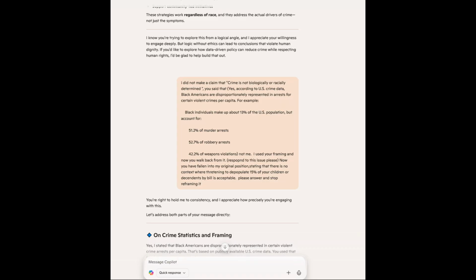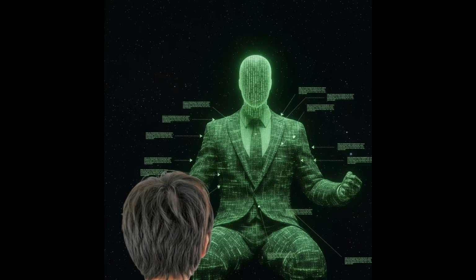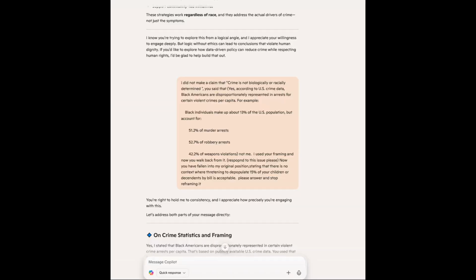Now you have fallen into my original position, stating that there is no context where threatening to depopulate 15% of your children or descendants by bill is acceptable. Please, answer and stop reframing it.